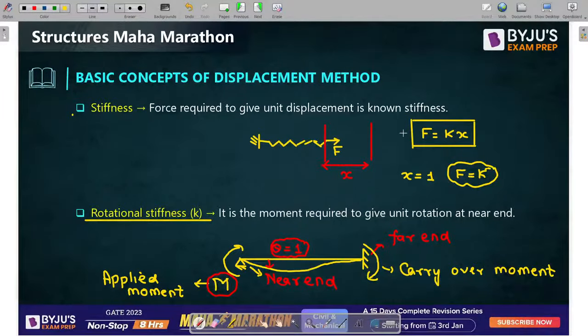So guys, in place of F, we have to write M. In place of X, we have to write theta. In place of K, we write K only. So our formula will remain the same, you just have to interchange the components. So you can write here M is equal to K into theta. So what is the value of moment so that the rotation will be equal to 1 unit? That is basically our rotational stiffness. Are you able to understand?